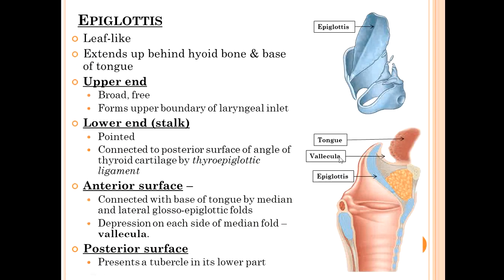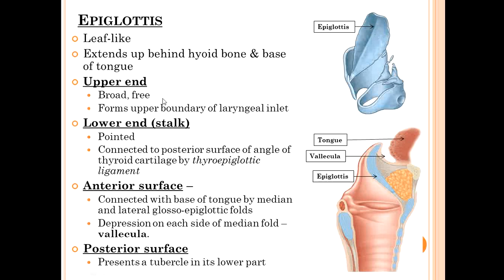Okay, the third cartilage, the unpaired cartilage, is this leaf shaped cartilage, known as the epiglottis. You can see here, this is the epiglottis. It is leaf like, and it extends behind the hyoid bone. This is the hyoid bone and the base of the tongue. This is the base of the tongue, and this is the hyoid bone. Its upper end is this one.